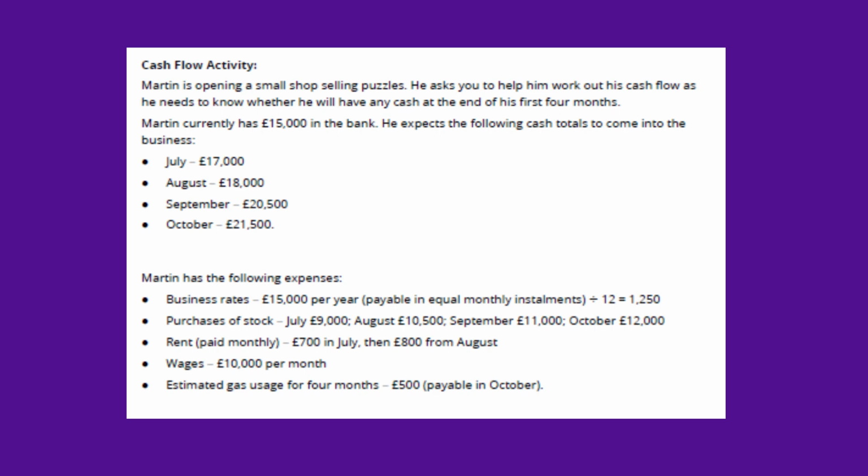The purchase of stock, and again, this differs across the months. It's not a fixed amount. He's buying different amounts over the period. He's planning to do that. And again, the rent is paid monthly, and he's been given a little bit of leeway for the first month in July, £700, and then it goes full throttle to £800 in August. Wages of £10,000 a month, and estimated gas usage for 4 months.